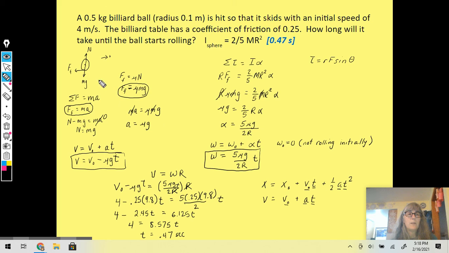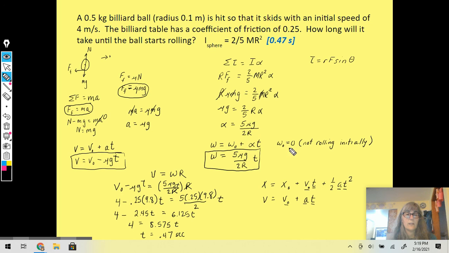So again, recapping: free body diagram, force equation. Figure out your acceleration by setting the two friction equations equal to each other. Plug it into v equals v0 plus at. Because it's rolling, we also get to do a torque equation. Keep the angular acceleration in there. Don't change that to regular acceleration. Stuff cancels, and you can solve for the rotational acceleration. Plug that into your omega equals omega 0 plus alpha t.